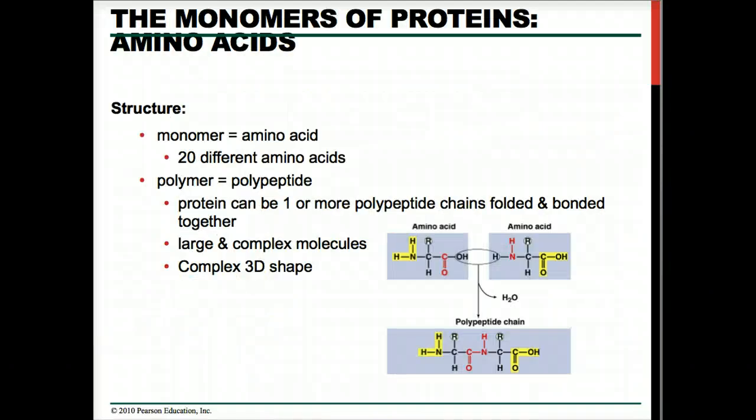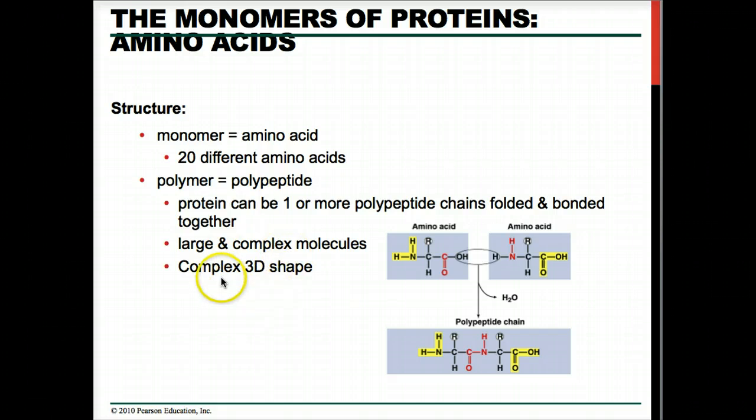So as I said, the monomer of the protein is the amino acid. There are 20 different amino acids. And if you're a polymer, it's called a polypeptide. So remember in sugars, it was called a polysaccharide. For a protein, it's called a polypeptide. Proteins can be one or more polypeptide chains, folded and bonded. They're very large and complex, and this is the most important thing that you should remember about a protein.